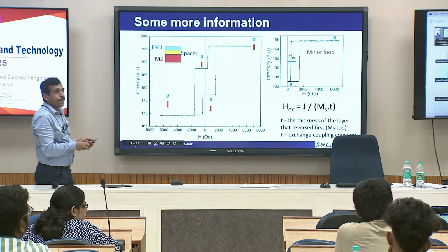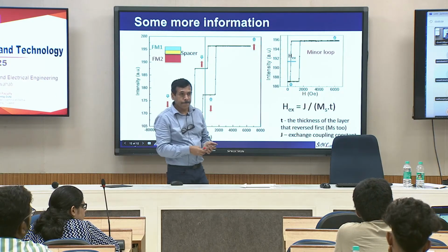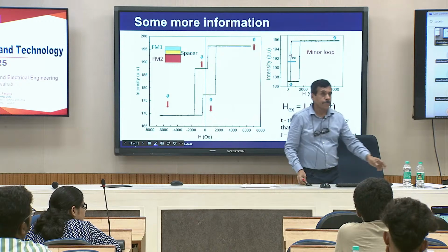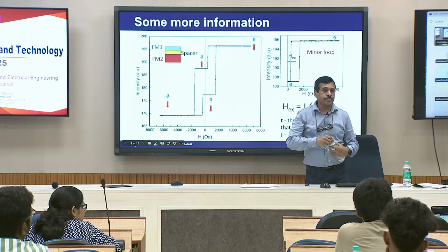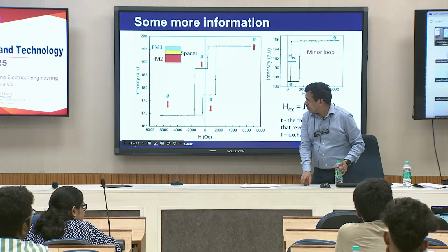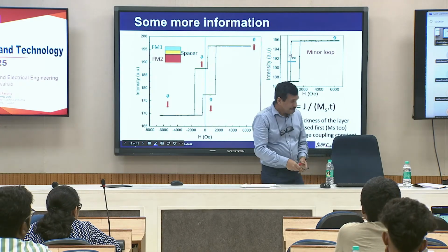Sir, how does this layer, ruthenium or iridium, facilitate antiferromagnetic coupling between the two layers? I mean, what is the mechanism? How does it introduce it?